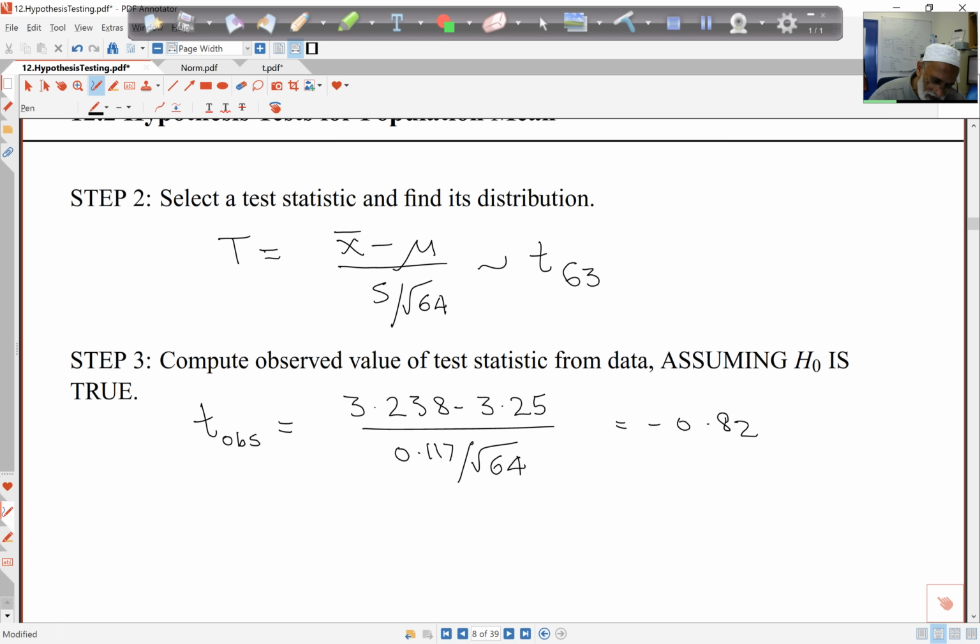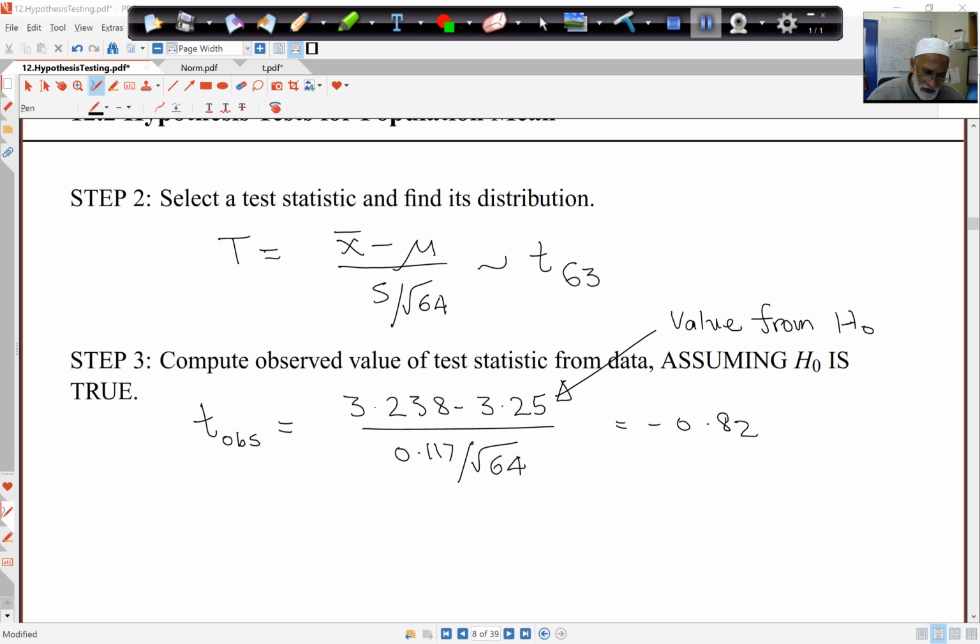So note this value here is the value from my null hypothesis. And as it says, it's the equal value from the null hypothesis. So that's the first few steps.